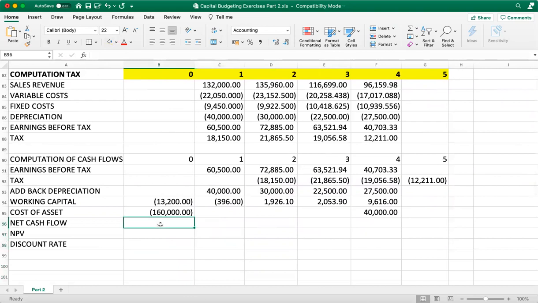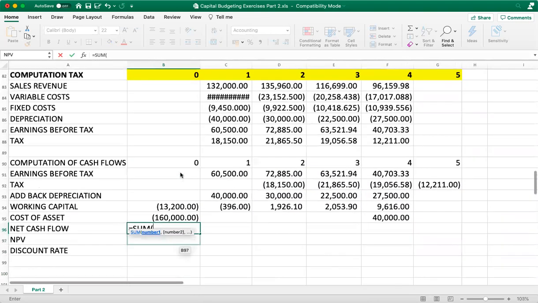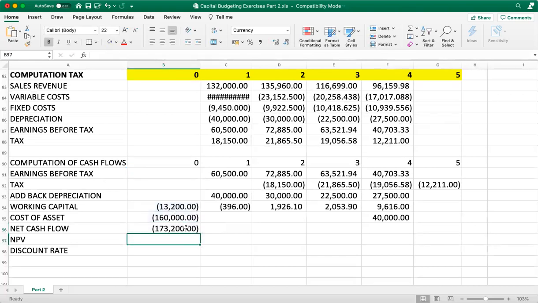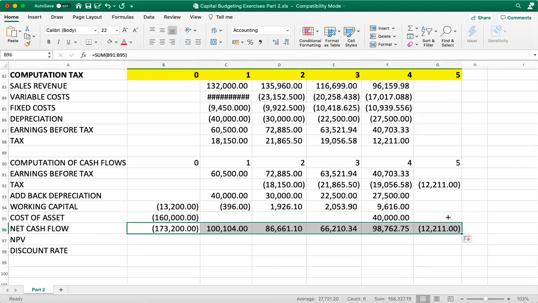So now what we require are the net cash flows. So you say equals sum. Pick the cash flows from earnings before tax up to the asset cost. And then copy this up to year 5. Don't miss out year 5 because for net present value or discounted cash flow methods, all the cash flows are relevant. So even the cash flow for year 5 is relevant, even though this is a 4-year project. The tax for year 4 will be paid in year 5.